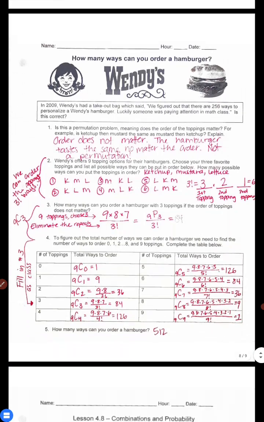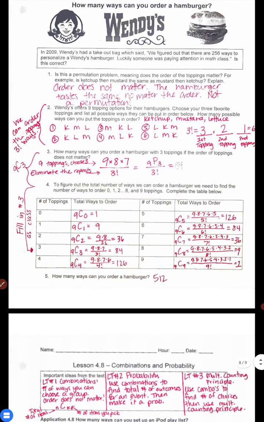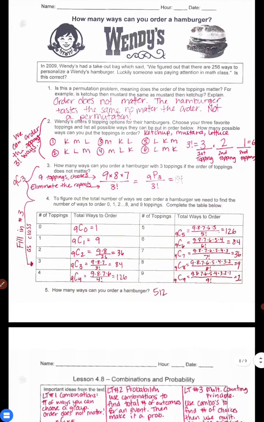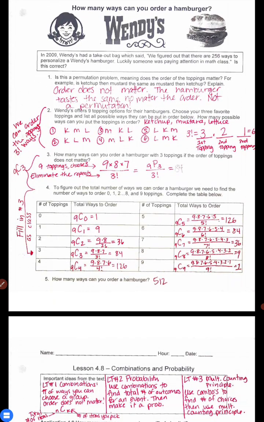Okay, so let's look at Wendy's here. So in 2009, Wendy's had a takeout bag, which said, we figured out that there are 256 ways to personalize a Wendy's hamburger. Luckily, someone was paying attention in math class. I'm actually old enough that I do remember this ad. But the question is, is this correct? Okay, so let's talk about it for a second.